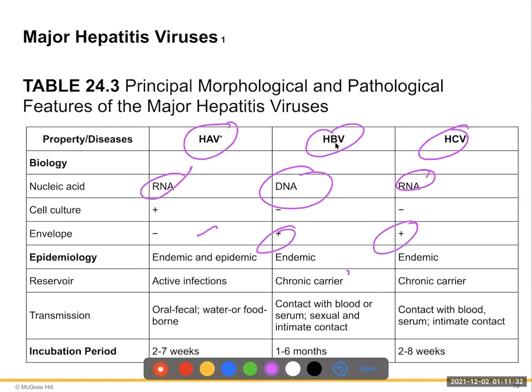Hepatitis B and hepatitis C do have envelopes around it. You have chronic carriers for B and C. Active infections are for hepatitis A. Transmission for hepatitis A is oral, fecal, water, or food. B is contact.